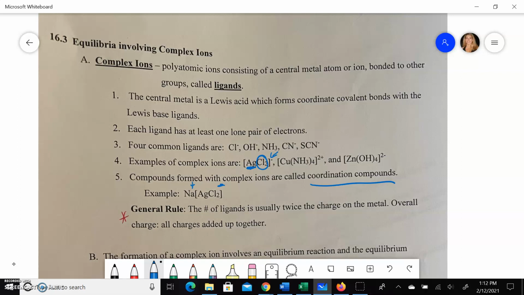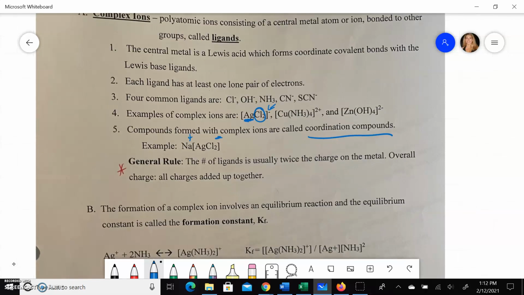So lots of new vocab. Complex ions are just a metal bonded to some polyatomic ions. And those polyatomic ions are called the ligands. And then if that complex ion bonds to something else, it's called a coordination compound. This is a good rule. The number of ligands is usually twice the charge on the metal. So for example, that first one, AgCl2-, Ag is +1, so that's why there's 2 chlorines, it's usually twice the charge on it.